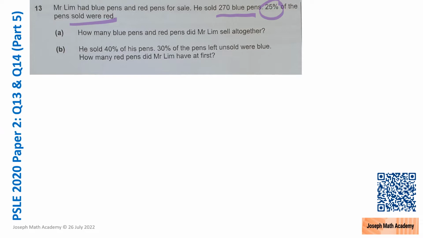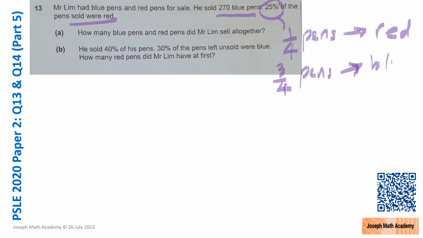So we all know very well that 25% is actually a quarter. So the quarter sold. Now this quarter is a quarter of all the pens sold. They were actually red. So this information we all know: 1/4 of all the pens sold were red, meaning 3/4 of the pens sold must be blue.